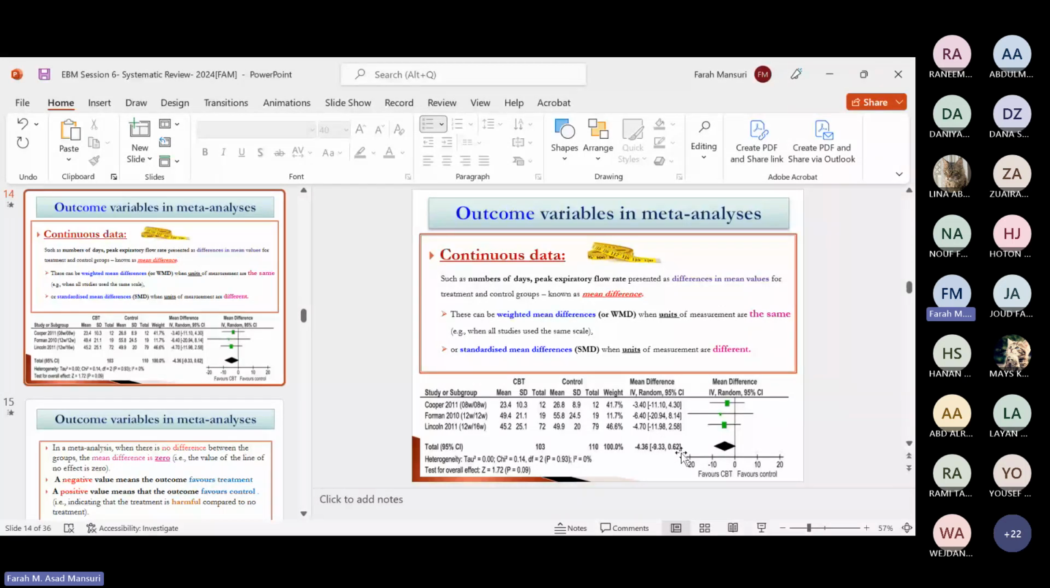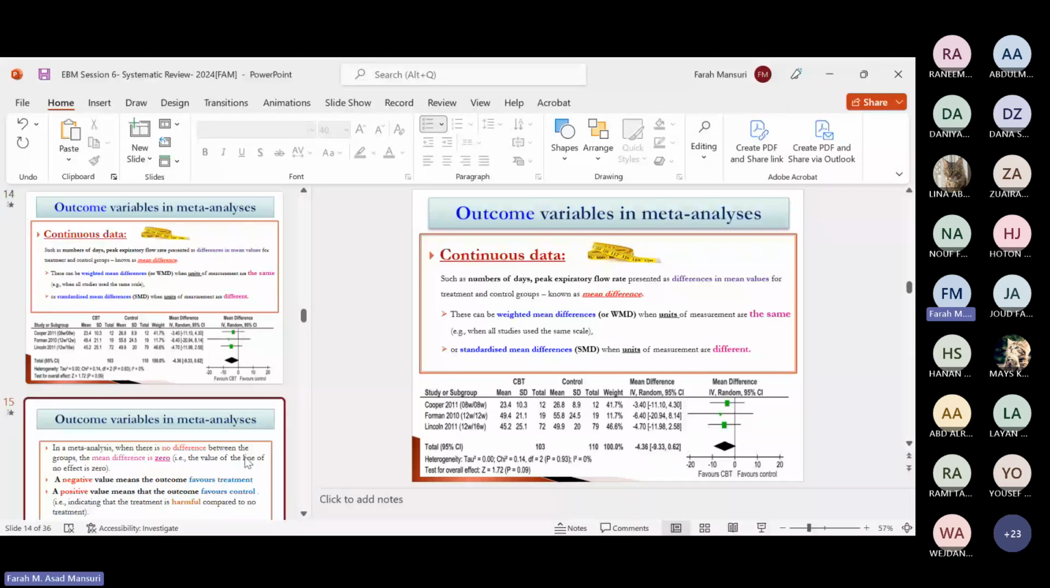And then we find out that all these studies are favoring the CBT, that is cognitive behavioral therapy. So this black diamond is actually the pooled effect, obtained by combining the results or by applying the meta-analysis. These green squares are the individual results of these studies. So it says that yes, this CBT is beneficial as a treatment.